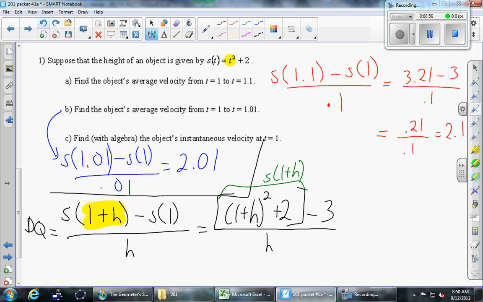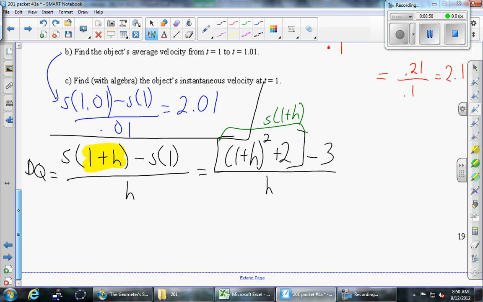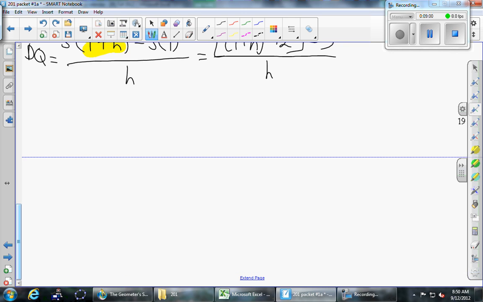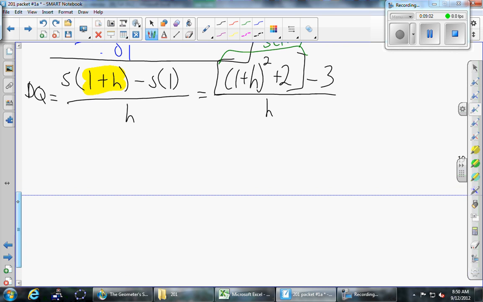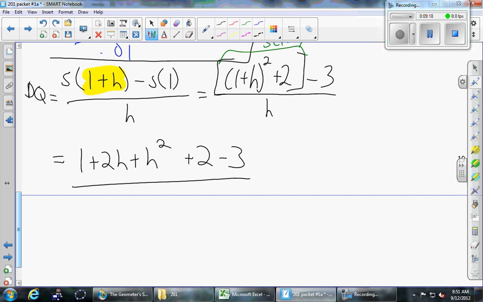Okay, and so now we've got to do some algebra. So let's do some algebra. What might we do first? Yeah, maybe we'll FOIL that 1 plus H squared. And the plus 2 and the minus 3, they do combine, but I'm just going to copy them both here for a second, just because I want to point out something that's going to happen.